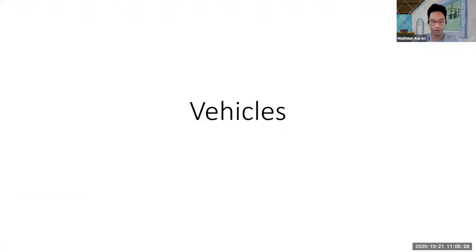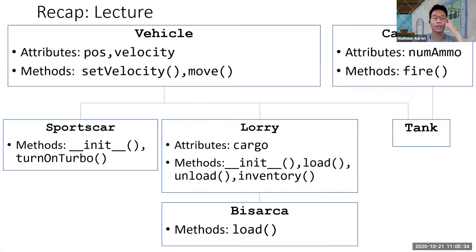Okay, all right. So vehicles. Just a recap from what the prof did in lecture. This is our current vehicle structure. We have our class vehicle, and sports car and lorry inherited from vehicle, tech inherited from both vehicle and cannon, and the bizarre car inherited from lorry. If you remember, if you inherit from an earlier class, you inherit all the methods and attributes they have.